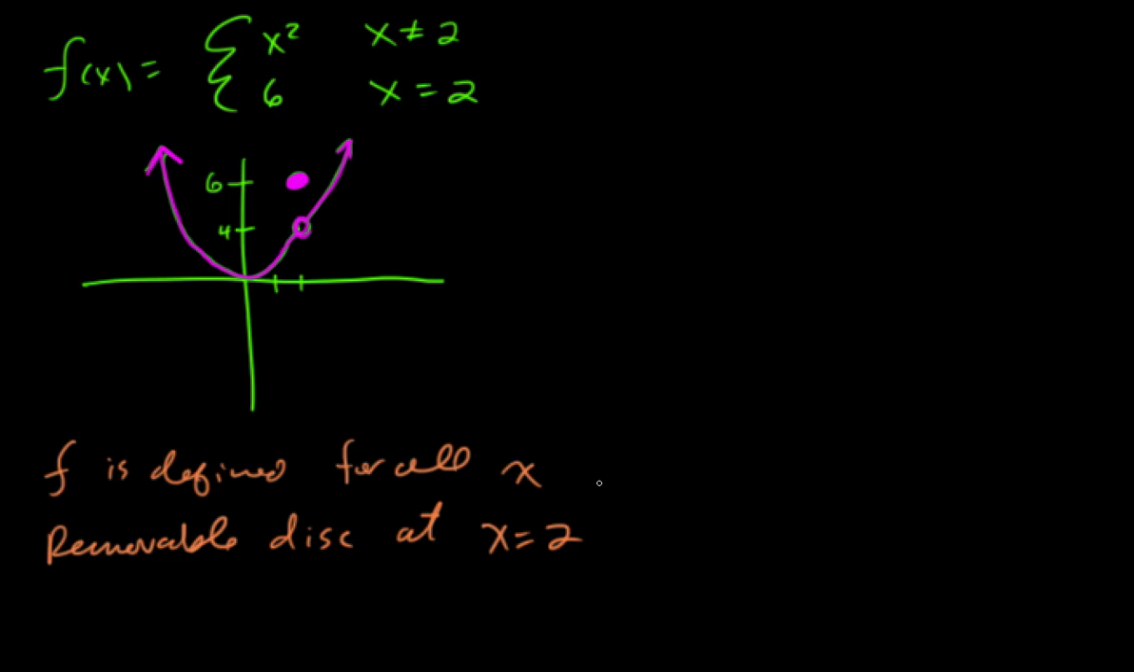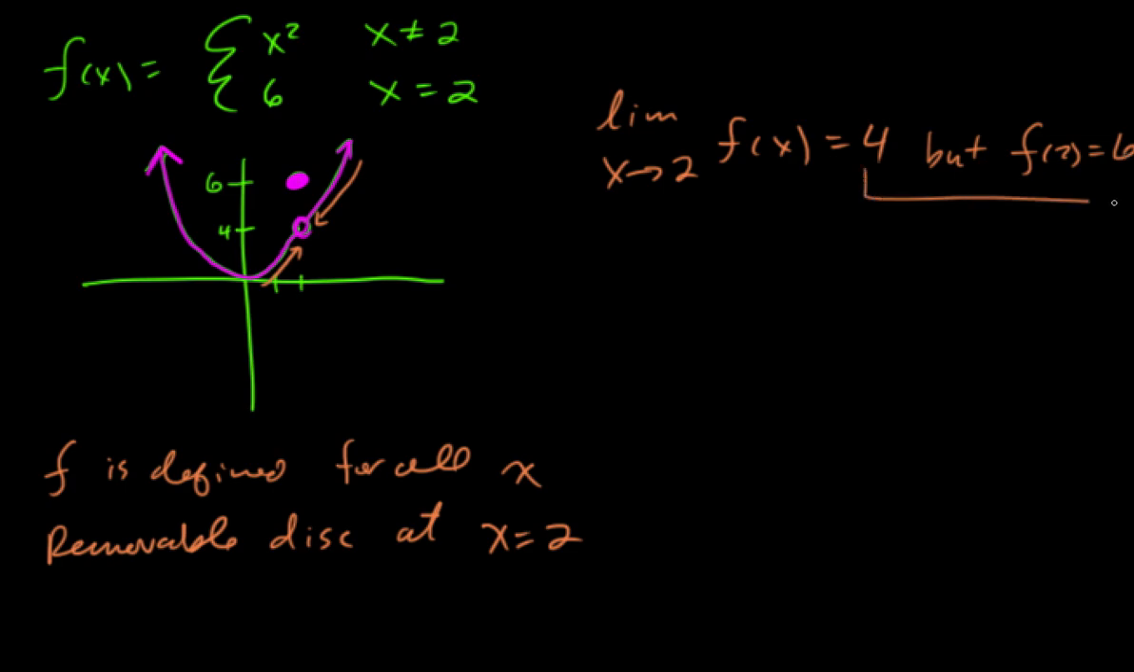And if we were to take the limit as x approaches 2 of f of x, it equals 4, because as we're approaching it from the left side, as we're approaching it from the right side, they're going to meet, they're going to both approach 4 when they do that. And so the limit does exist, but f of 2 is equal to 6. It's not equal to 4. So that's how we know that it's a removable discontinuity at 2.